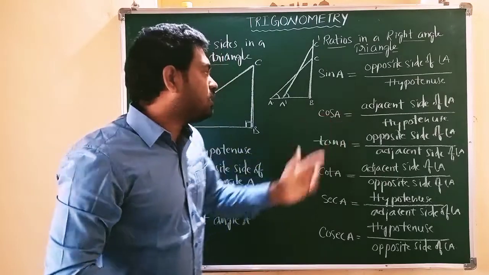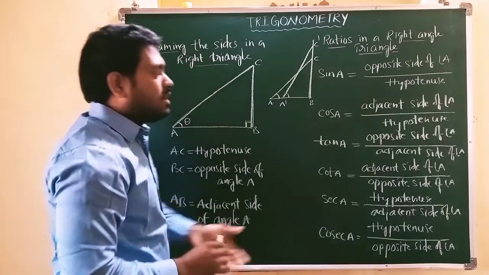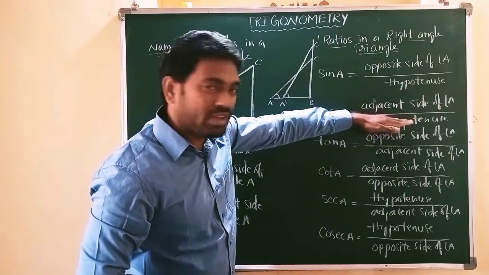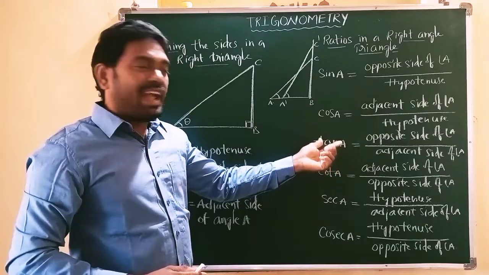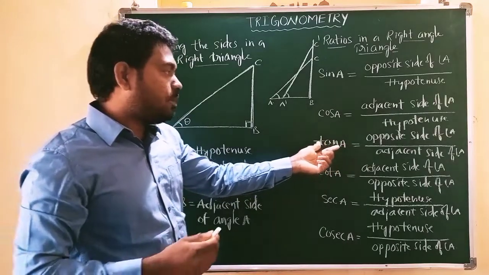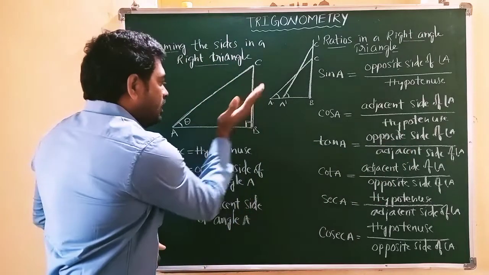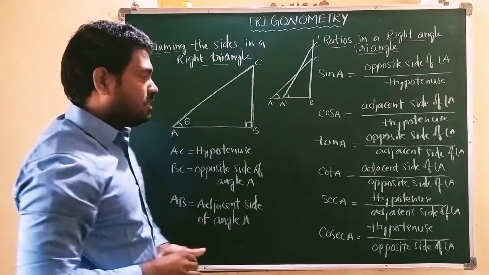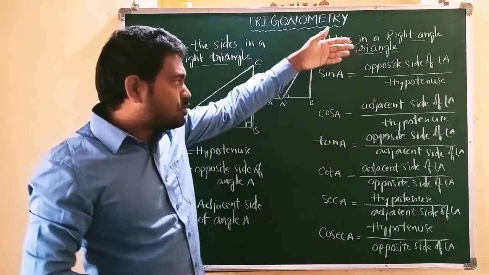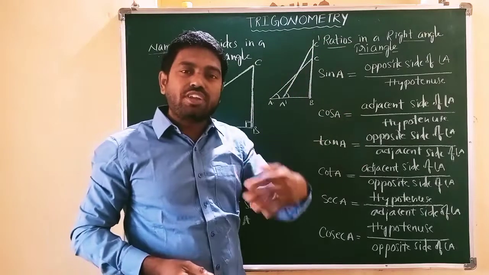Now look at the cos ratio. How do you get the cos ratio? Adjacent side by hypotenuse, right? Now look at the tan ratio. Tangent of angle A, that is tan A, is the opposite side of angle A by the adjacent side. Okay, opposite by adjacent.